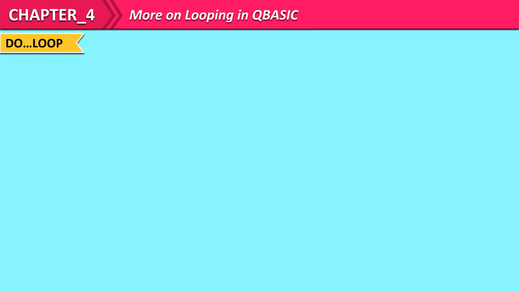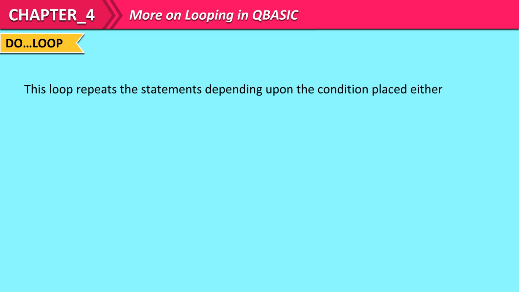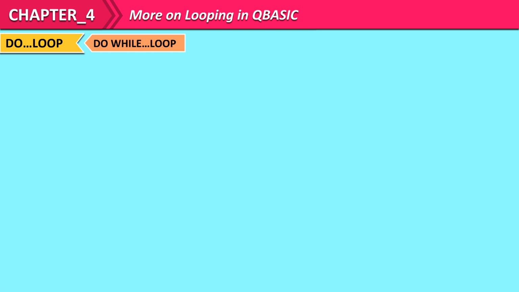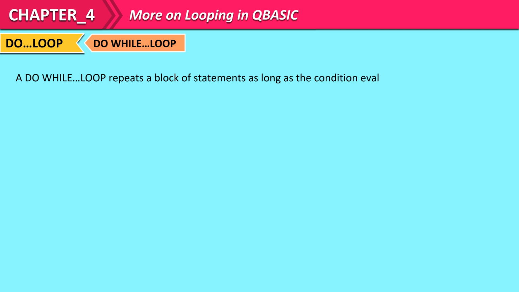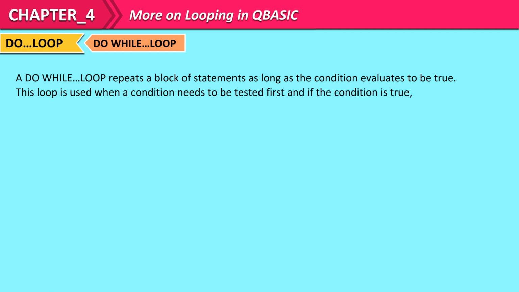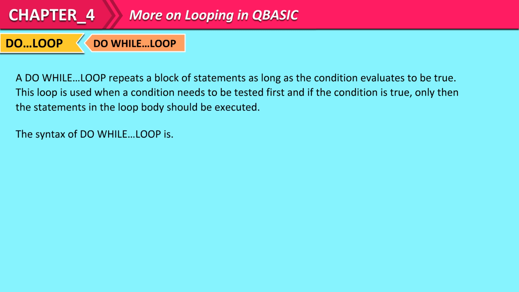Do loop. This loop repeats the statements depending upon the condition placed either after do or after loop. Do while loop. This loop repeats a block of statements as long as the condition evaluates to be true. This loop is used when a condition needs to be tested first, and if the condition is true, only then the statement in the loop body should be executed. The syntax of do while loop is: do while, test condition, executable statements, loop.